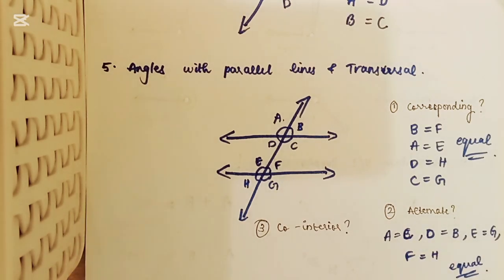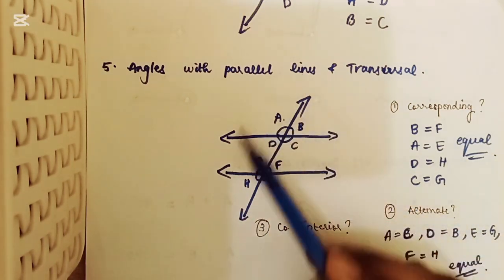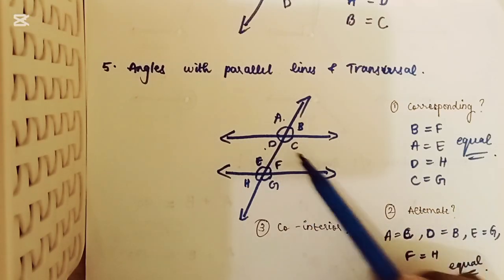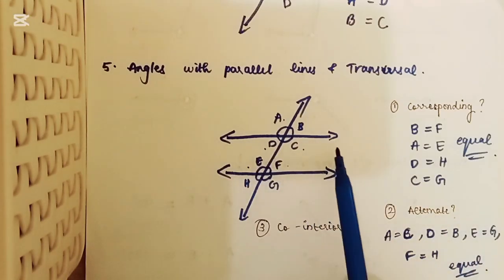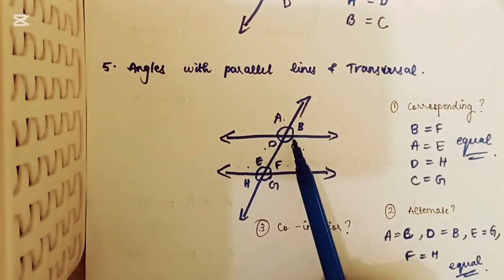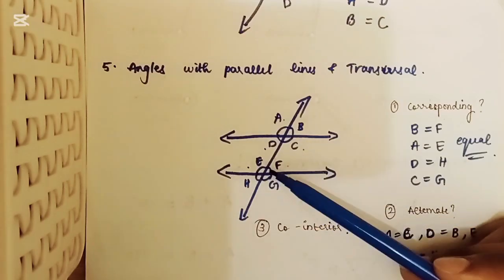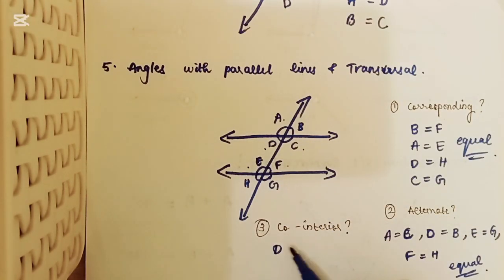co-interior angles. So what are co-interior angles? Co-interior. Just like the name tells, interior. Interior means inside. So what are the angles that are on the inside of this diagram? D, C, E and F. They are on the inside. So D and E are co-interior. C and F are co-interior.